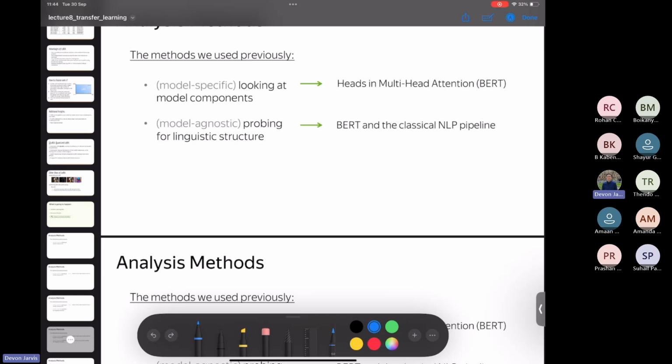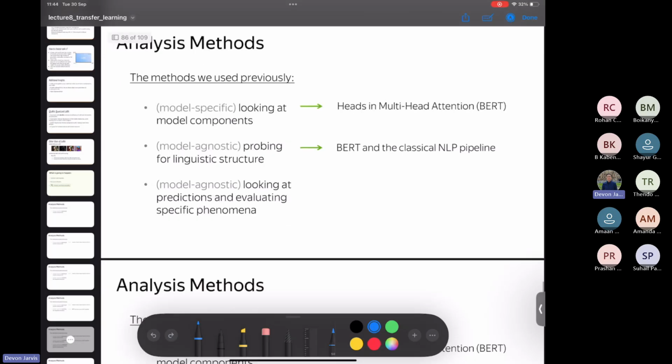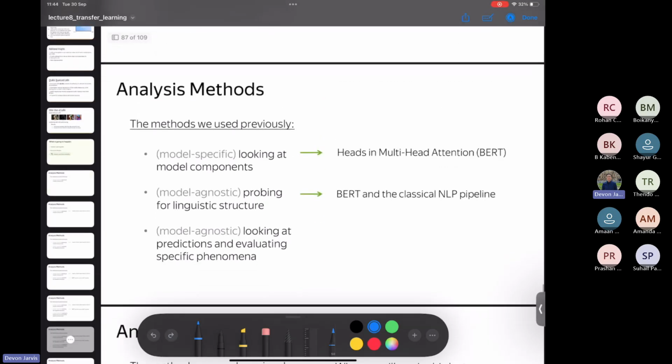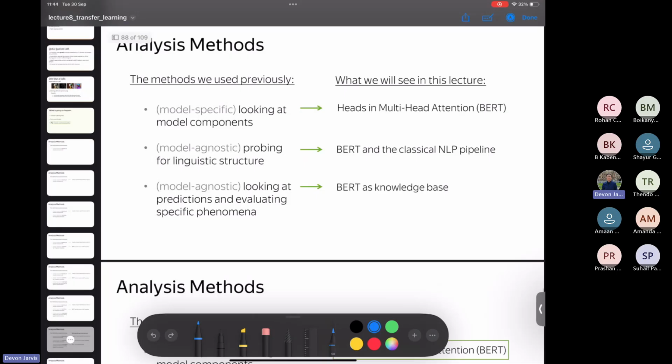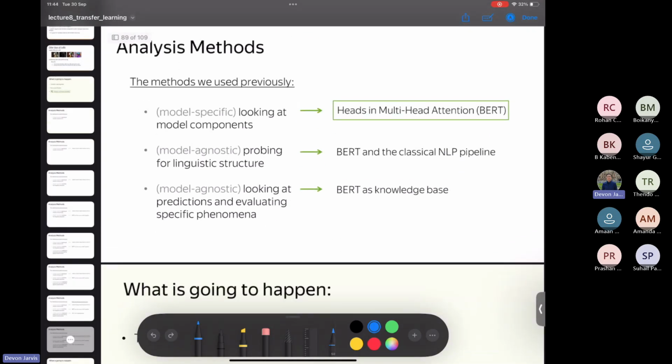And it turns out that you can actually show that the embeddings of BERT, as the layers go, match what we would consider an appropriate NLP pipeline. The first layer is able to predict things like nouns. The second layer is able to represent noun phrases and so on. Then lastly, you can also look at the predictions on other tasks and evaluate it for specific phenomena. For example, you can use BERT as a knowledge base, and I think this is one of the more fun ones, which we'll see in a second.